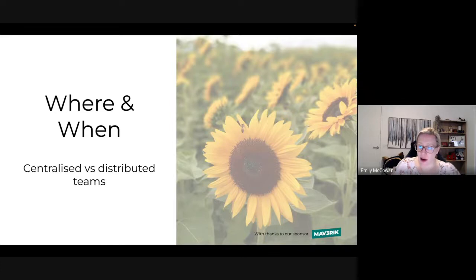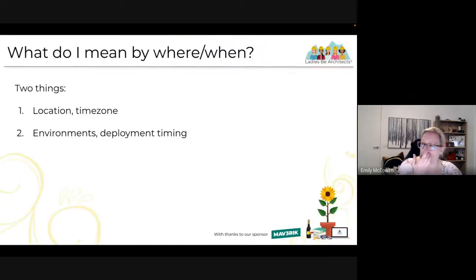So let's talk then about where and when all of these roles and responsibilities and people are working. So that could be two things. It could be your location and your time zone, and it could be the environments, the deployment timing, like when things are actually happening in the process of getting something from a requirement through to a delivered piece of functionality.